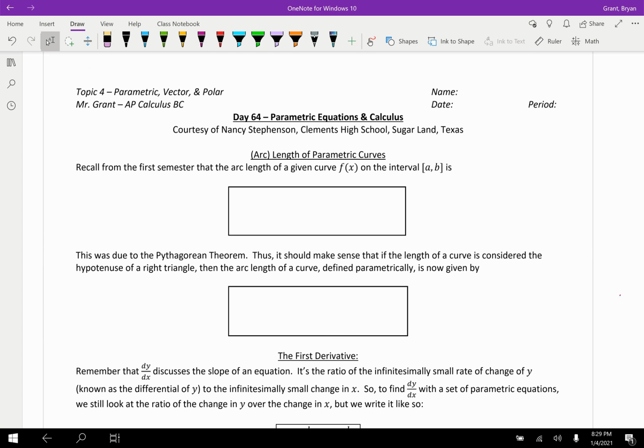So there are three pieces we need to cover about parametric curves. The first is how to find the length of a curve defined parametrically. The second is how to find the first derivative, dy/dx, of a parametrically defined curve. And the last is how to find the second derivative of a parametrically defined curve. Let's start with the easy one.